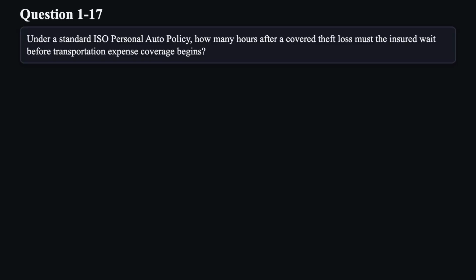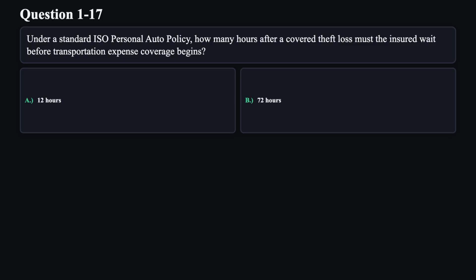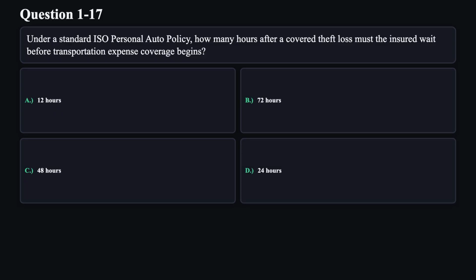Question 17. Under a standard ISO personal auto policy, how many hours after a covered theft loss must the insured wait before transportation expense coverage begins? A. 12 hours. B. 72 hours. C. 48 hours. D. 24 hours.